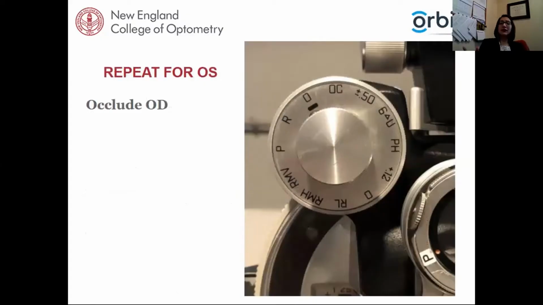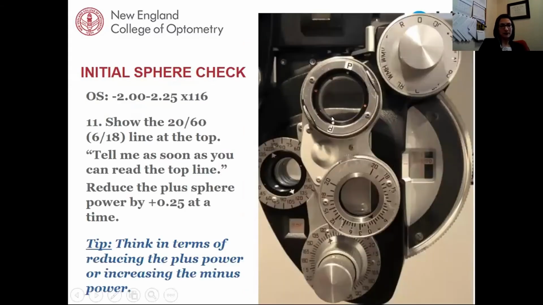So that's it for our right eye. We have finished the right eye from beginning to end, and now we're ready to move on to the left eye. To begin this step, you would occlude the right eye. Again, remember we were using the open in front of the right eye to refract the right eye, and we had the left eye occluded. Now we want to occlude the left eye, so this OC is at the top of the auxiliary lens knob, so that we can refract the left eye.